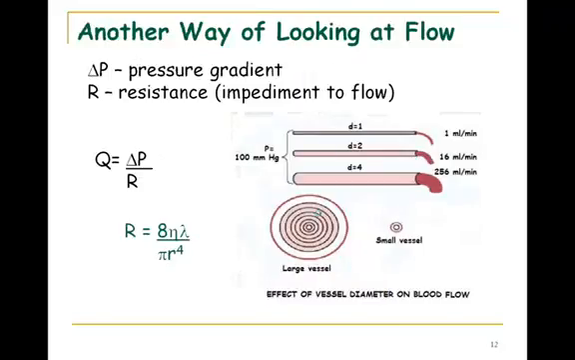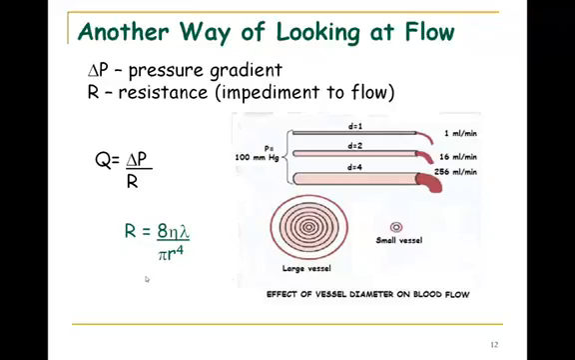Here's another way of looking at flow. All I did was take that equation that you just saw and rearrange it, and I've made these things over here, the viscosity, eta, the length of the tube, lambda, and the radius, all components of what we call R, or resistance. If I say you're resistant to something, it's an impediment to something. You don't want it to move forward. So when we talk about circulation, resistance refers to an impediment to flow.